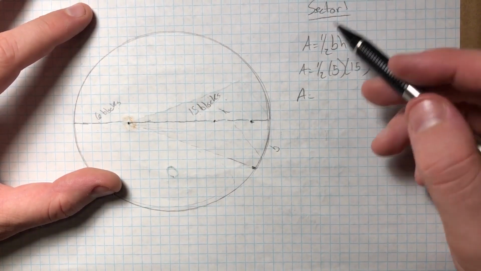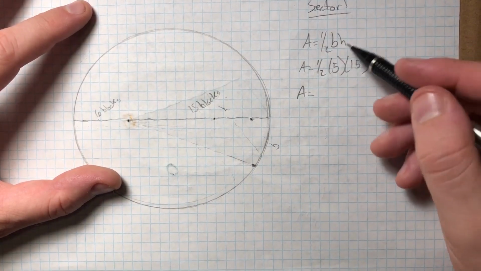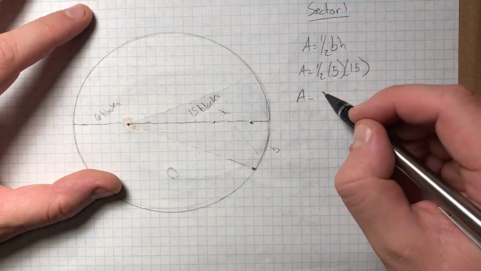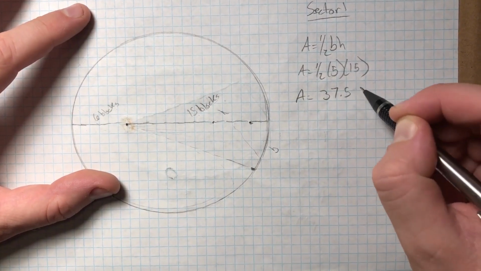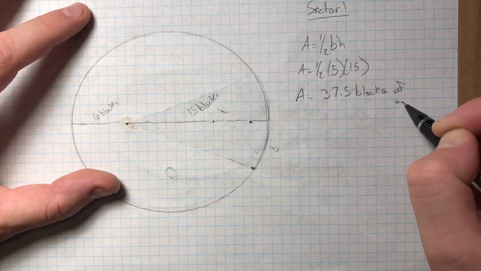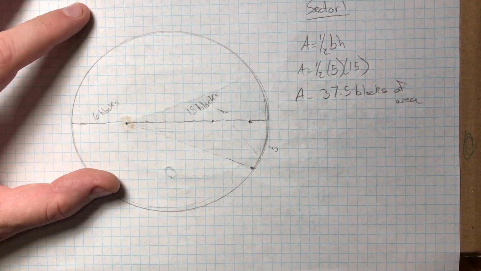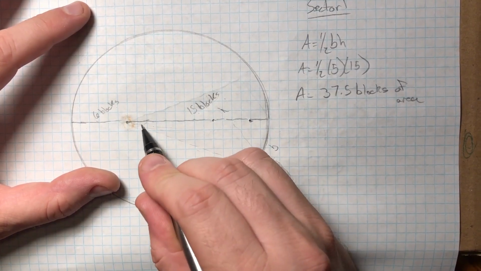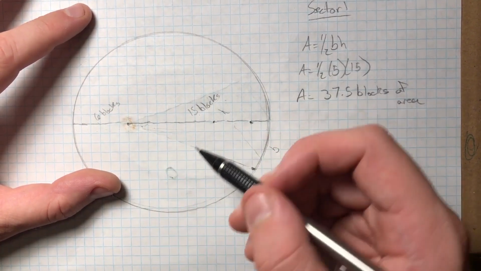The area is equal to about 7.5 times 5, which is about 37.5 blocks of area. All right, let's go count that up, make sure that I'm right. So we'll say 1, 2, and I'm going to dot my blocks so I know that I counted them already.